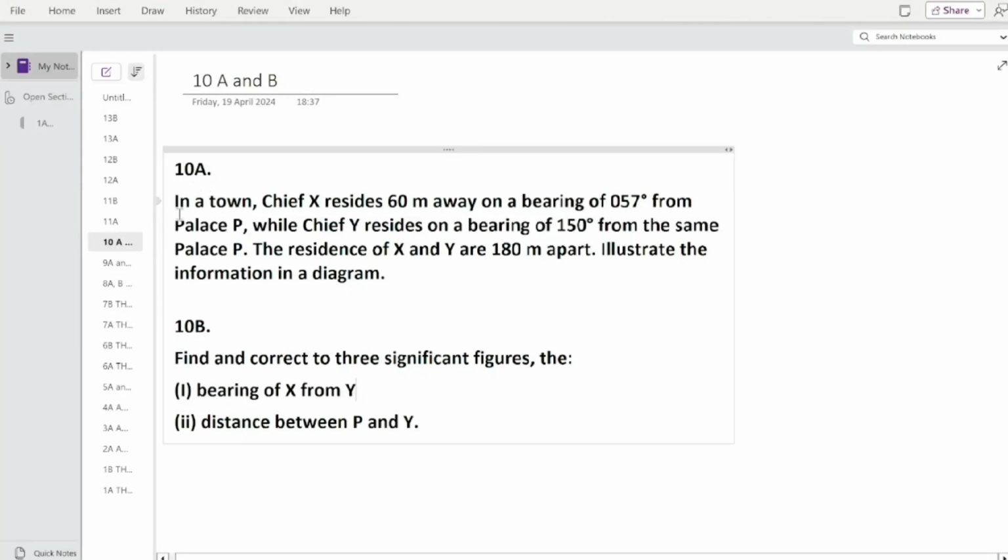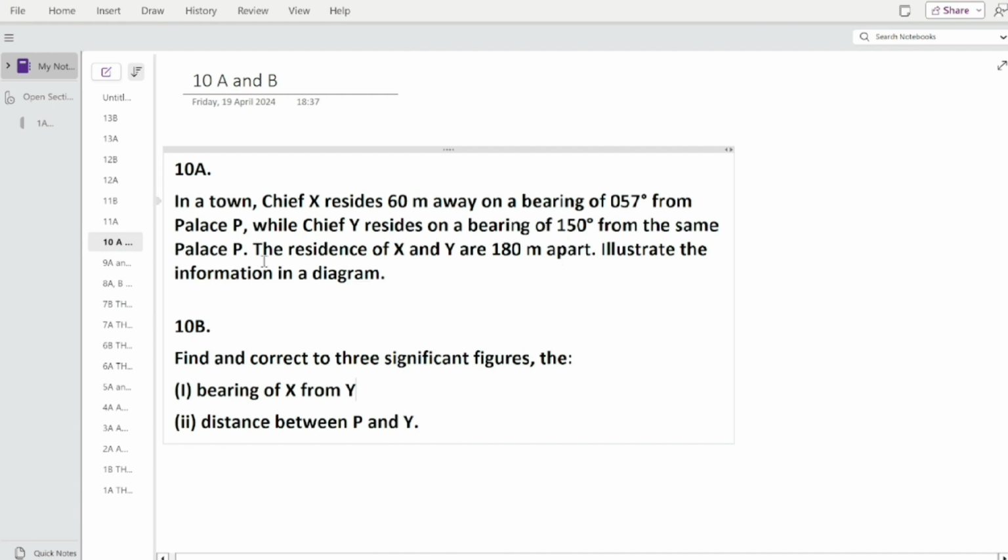Question 10a says, in a town, Chief X resides 60 meters away on a bearing of 57 degrees from Palace P, while Chief Y resides on a bearing of 150 degrees from the same Palace P. The residences of X and Y are 180 meters apart. Illustrate the information in the diagram.